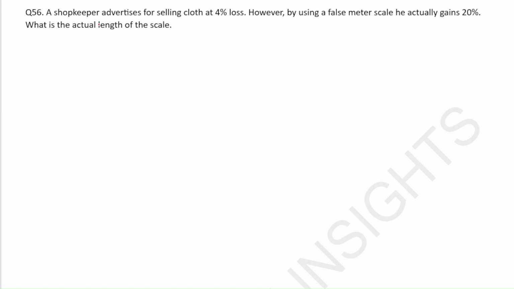Next question. A shopkeeper advertises selling clothes at 4% loss. However, by using a false meter scale, he actually gains 20%. So what is the actual length of the scale? So we have to find the length of the scale. So 4% loss means 96 by 100, right? Now he is using a false meter. That means instead of using 100, he is using something else. So we have to find this one, the value of x. After selling this by using a false meter scale, he is getting 20% profit. Yes or no? So 20% profit means 100 by 120, right?